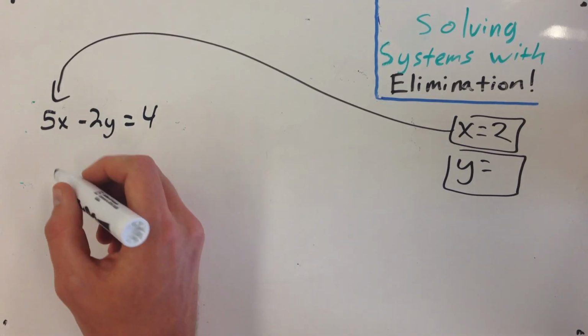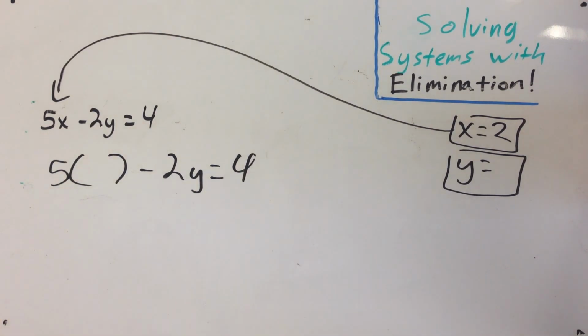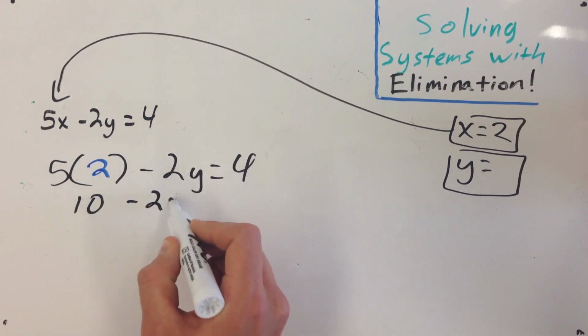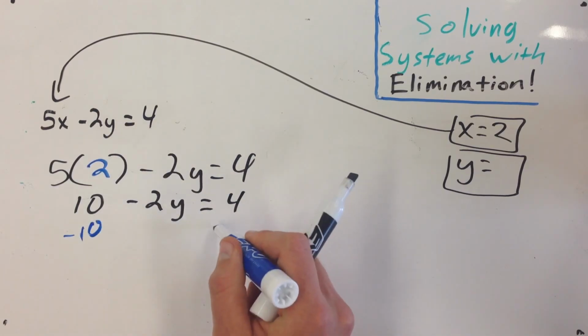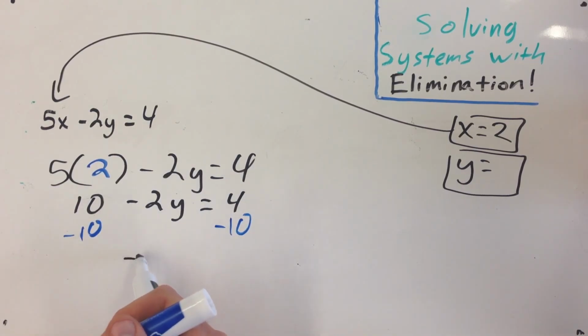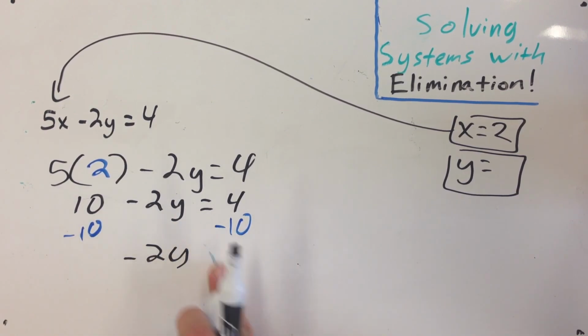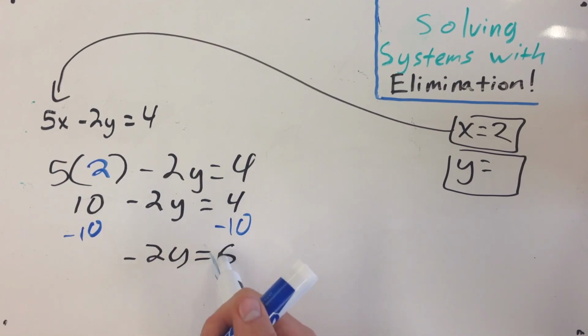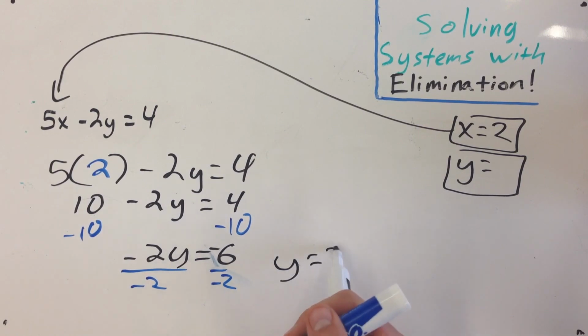Alley-oop, x equals 2, so this is 5 times 2. So that'll be 10 minus 2y equals 4. Well, I'm going to have to subtract 10 from both sides. And be careful, that's a -2y that's left over. Four minus 10 is a -6. My last step, I need to divide both sides by -2. And I'm going to get y equals +3.